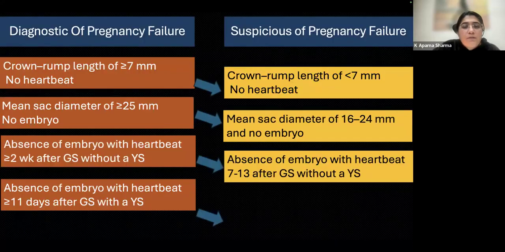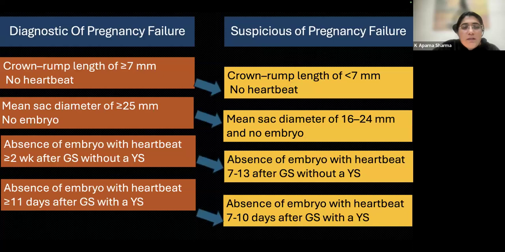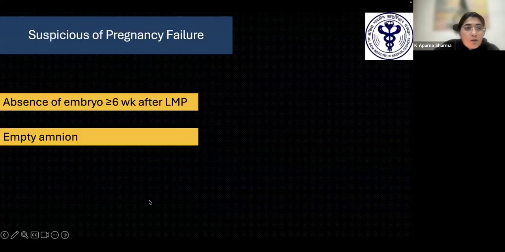So I think it is important that we remember this table, that these are the definitive diagnostic signs, only 4 signs, and then in the rest of the time we can probably wait and watch.